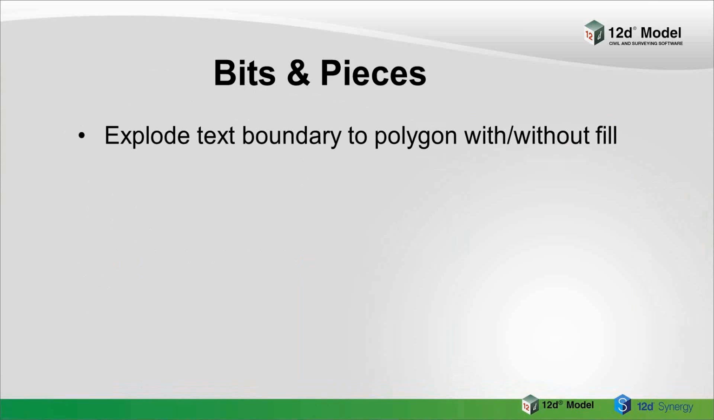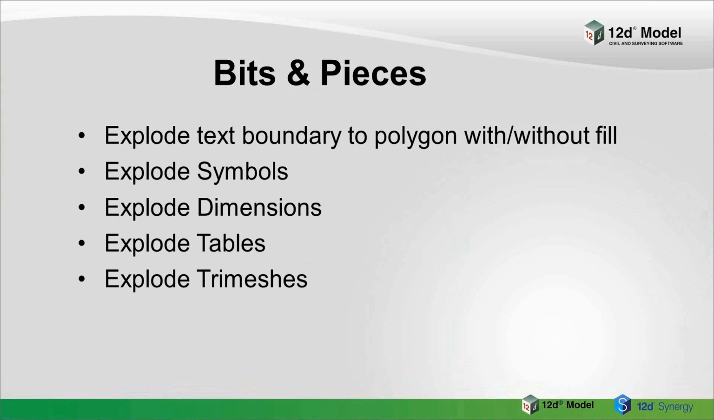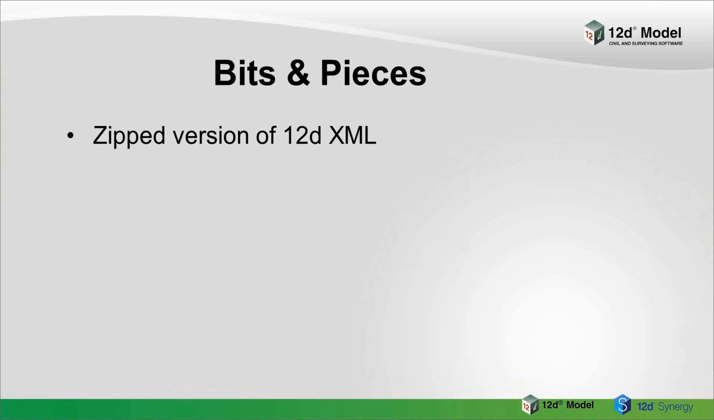We can explode lots of things. I think there's a few more. You can explode text boundary to get a polygon of it with or without fill. Explode symbols, dimensions, tables, trimeshes. You can explode trimeshes into the individual triangles, and for some you might then go and delete a whole lot of them. And we'll show you later how you can actually build that back into another trimesh.